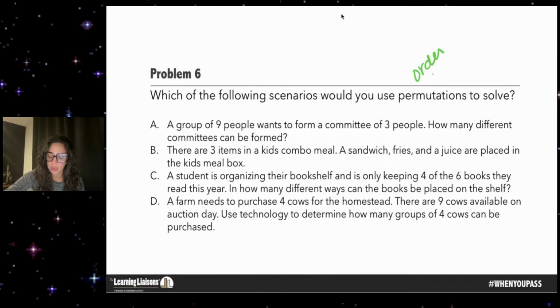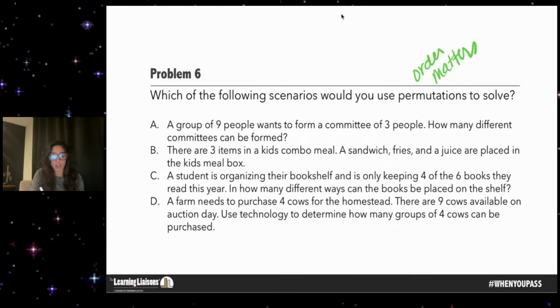Order matters. Whereas a combination is a selection of objects where the order does not matter. So a group of 9 people wants to form a committee of 3 people. How many different committees can be formed?